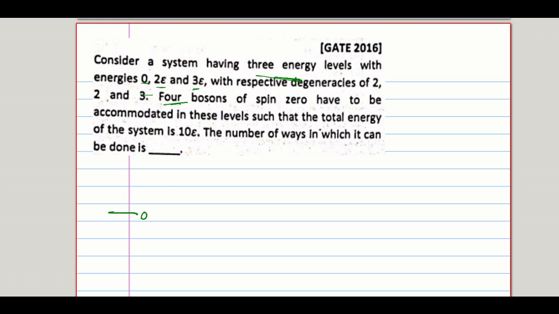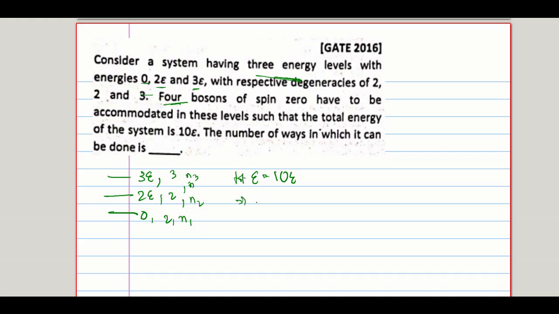Okay, so 0, 2E and 3E. Spin 0 means that the energy levels won't be degenerate actually. So okay, this has degeneracy 2, this has degeneracy 2, this has degeneracy of 3. Okay, let's say here's n1 particles, here's n2, and here's n3. Okay, so total energy is 10E total.